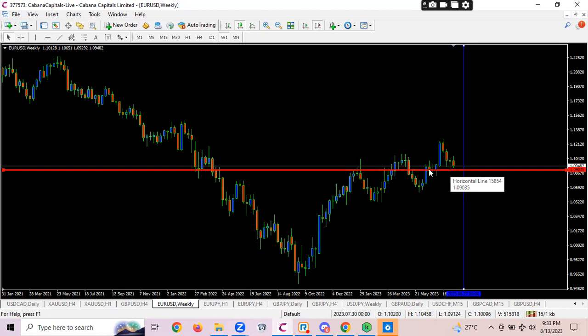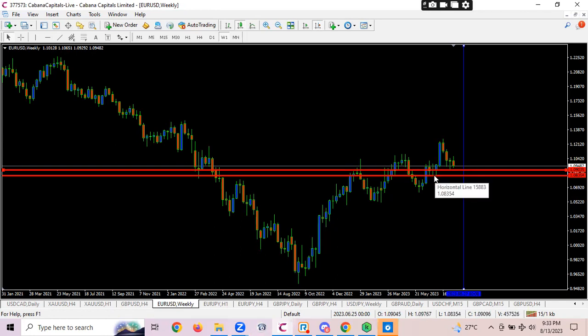Another thing you need to take notice of here is this previous equal low. Can you see it? There are a lot of stop losses and sell stop orders at this level. So it is likely they want to sweep liquidity at this level. It is very possible. So the setup we have here is still a bearish setup.